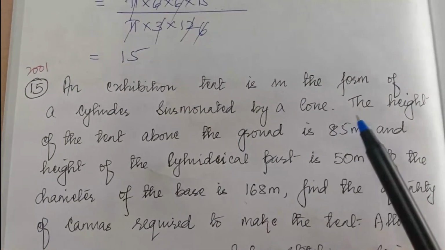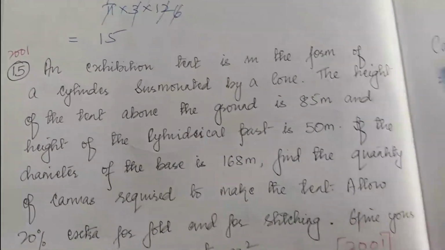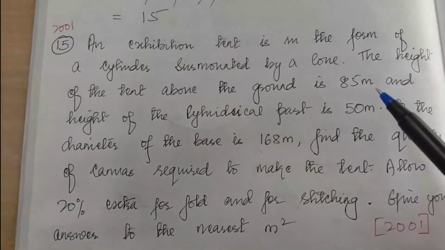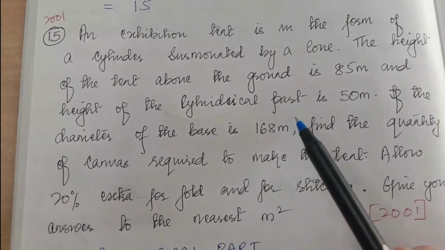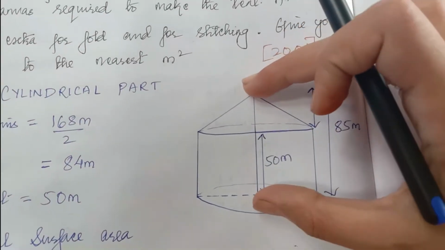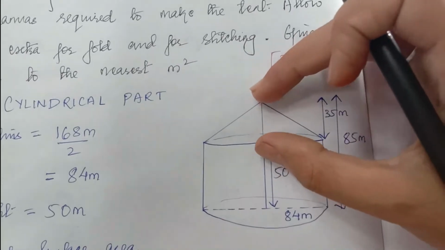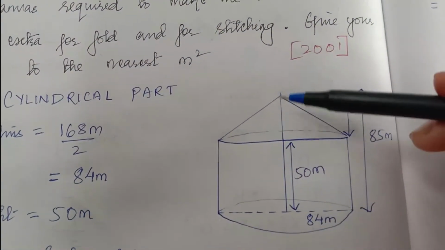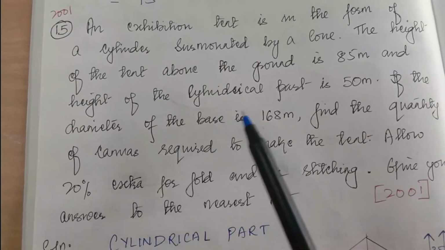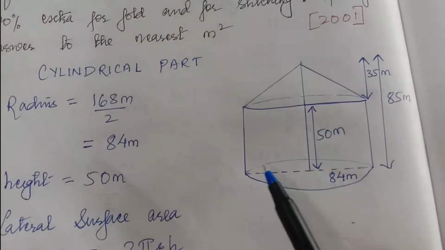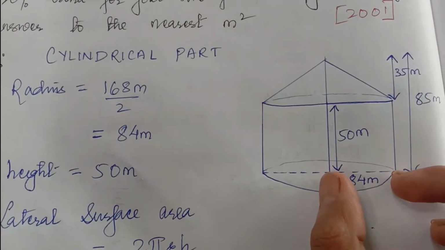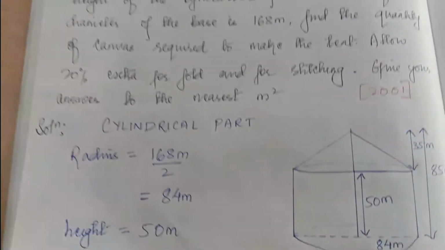And the height of the tent above the ground is 85 meters. Height of the cylindrical part is 50. If this is 50, then this will be 85 minus 50, which is 35 meter. That means the height of the cone is 35 meter and the height of the cylinder is 50 meter. Now the diameter of the base is 168 meters, so radius is 84. The radius of the cylinder is 84 and the radius of the cone is also 84.